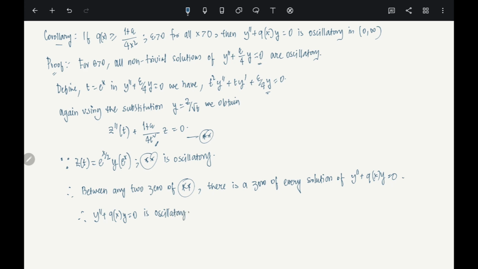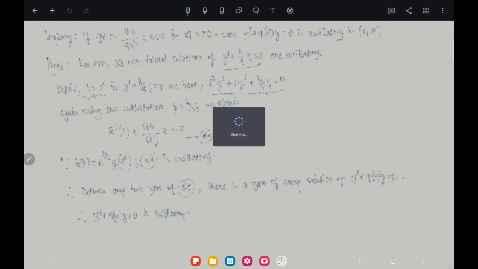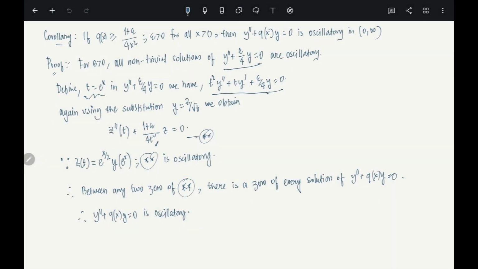Now the question is this: why did we change it like this, and what is the main motivation of doing all this? Okay, let me clarify. First of all, this expression t equals e to the power x, changing into this: if you have an equation like this and you want to change it to this sort of equation, the first equation doesn't contain any y prime, you have to check that. You see, this is the change of variable.